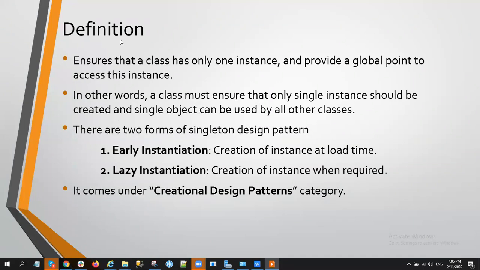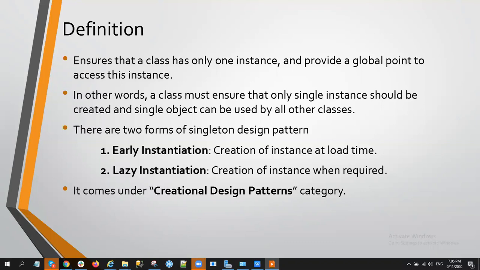So, this is the definition. In this slide, I have given what the singleton design pattern is. Okay. So the singleton design pattern ensures that a class has only one instance and provides a global point to access this instance. So in other words, a class must ensure that only a single instance is created and a single object can be used by all other classes. It should also provide a global access point to access the created instance.